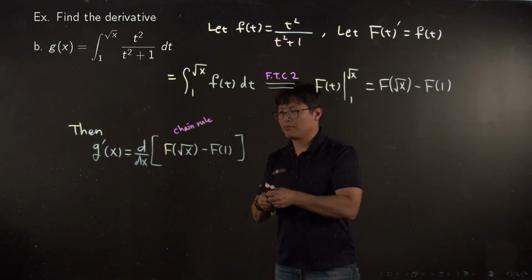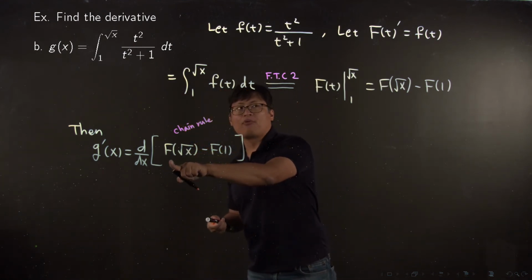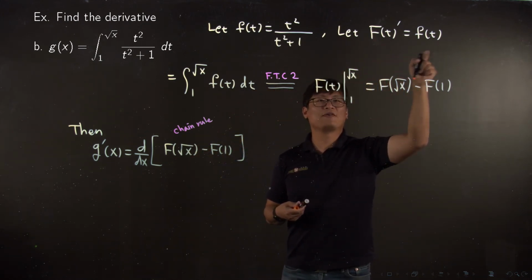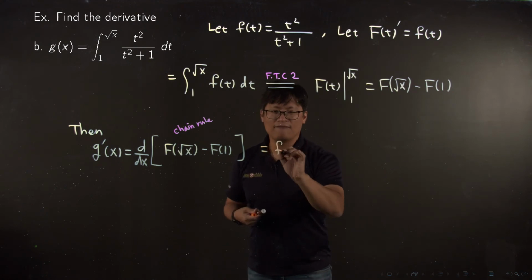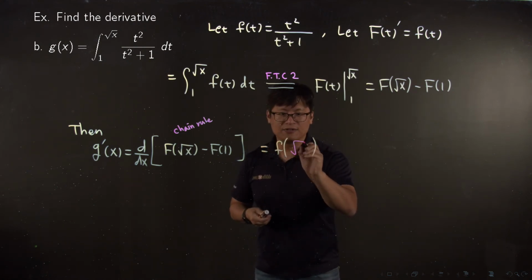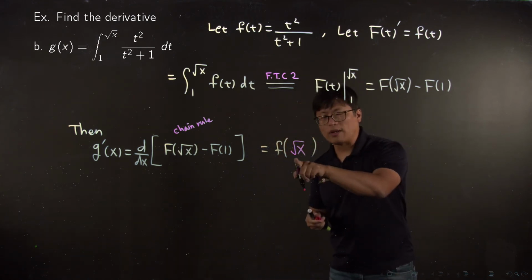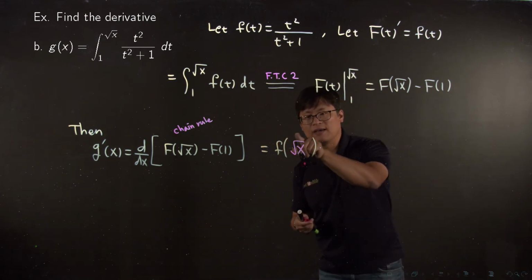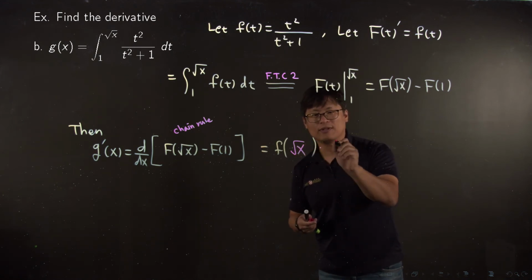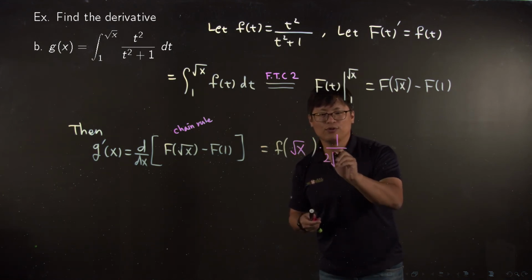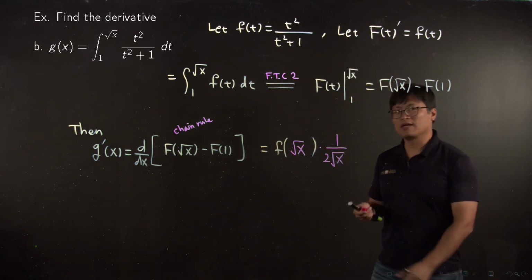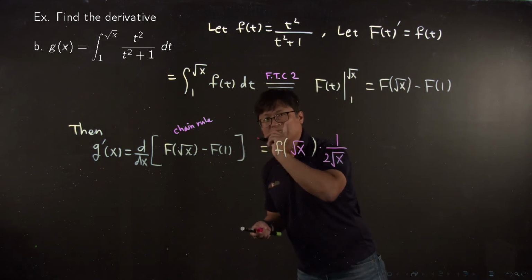Then what happens? Capital F prime is small f of t. So that is equal to f of the inside function. Then whenever you write the inside function, you have to multiply by the derivative of the inside function. What is that? You know about this, right? It is 1 over 2 square root of x. Does it make sense? And then what about the second term, F of 1?